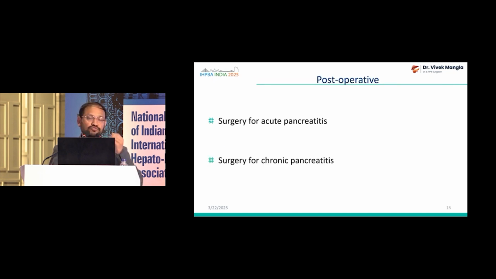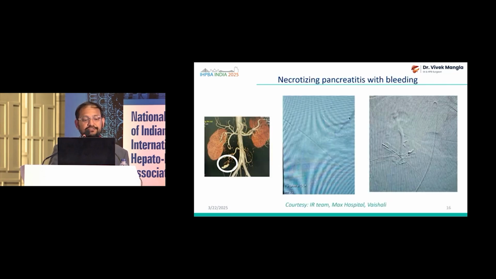Post-operatively, you would see these equally commonly following surgery for acute pancreatitis. I honestly don't know how many of them we have created and how many were related to the disease pathology. But for surgery for chronic pancreatitis, yes, there is enough support in the literature.